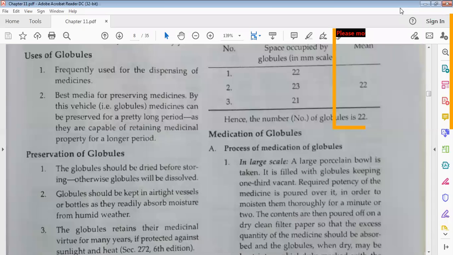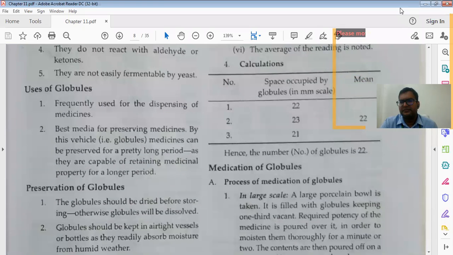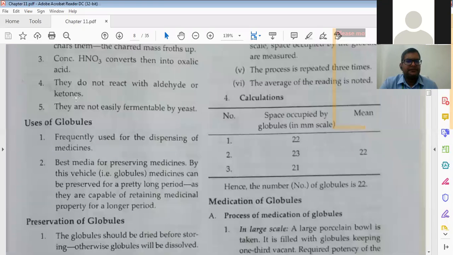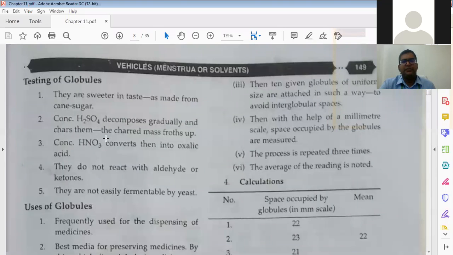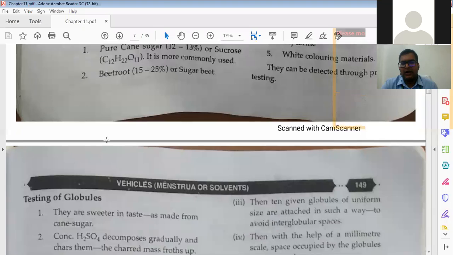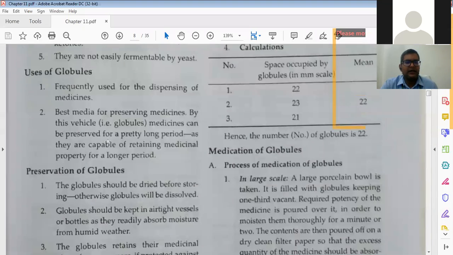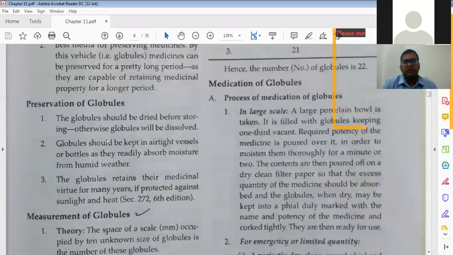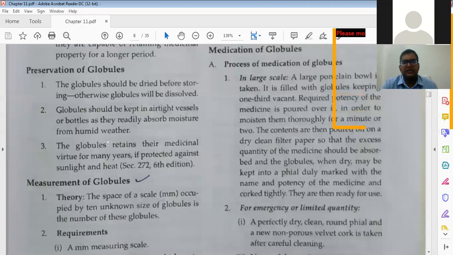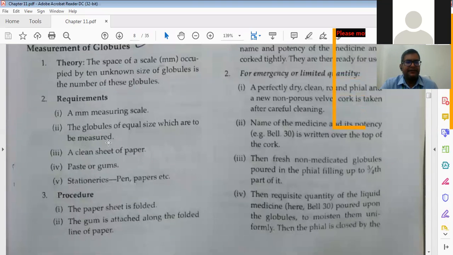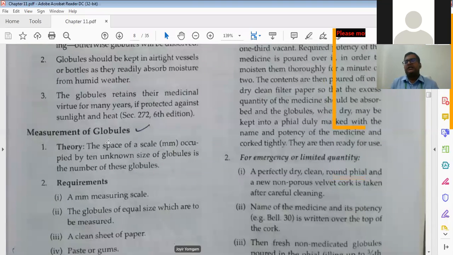Okay, so just now we will see the measurement of size of globules. Till now we have seen the size of globules, testing of globules, then quality or uses of globules. So now we will see the preservation of globules. Also we have seen medication, we will see. Before that, measurement of size of globules.